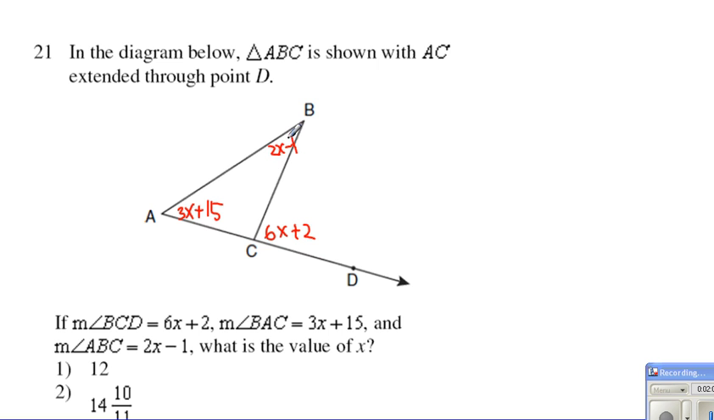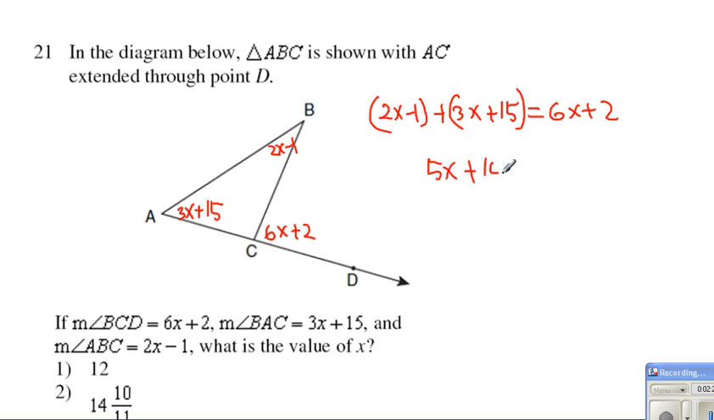Now, that means when you add up the two remote angles, that's equal to the measure of the exterior angle. So we end up getting 2x minus 1 plus 3x plus 15. The sum of these two angles has to be equal to 6x plus 2. Now here we get 5x plus 14 is equal to 6x plus 2, and when you solve for x, you will get x equals 12. So that becomes our final answer.